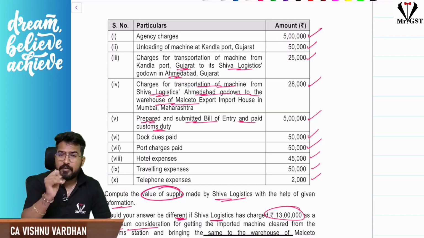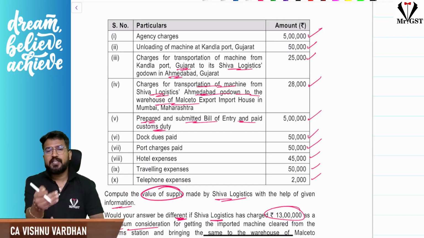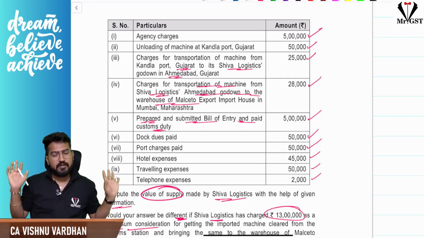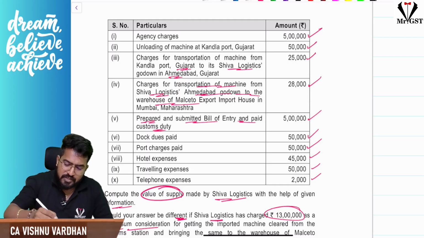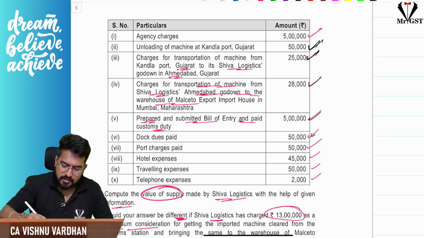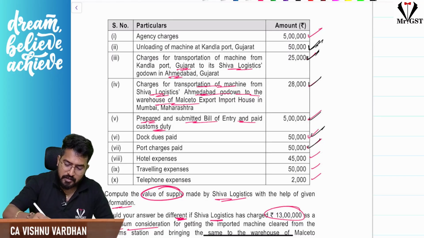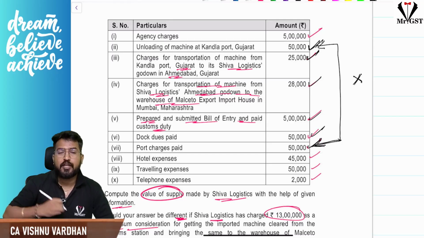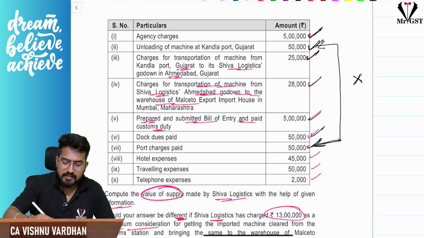So, one important thing is this fellow is authorized to incur the expenses to bring the machine till the godown of the company, correct? So if you see these expenses, these expenses are incurred as a pure agent. So it will not be added in the value of supply, and 5 lakh is his service charges for that.